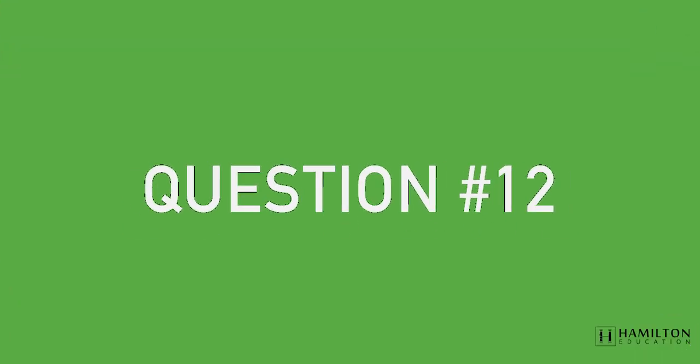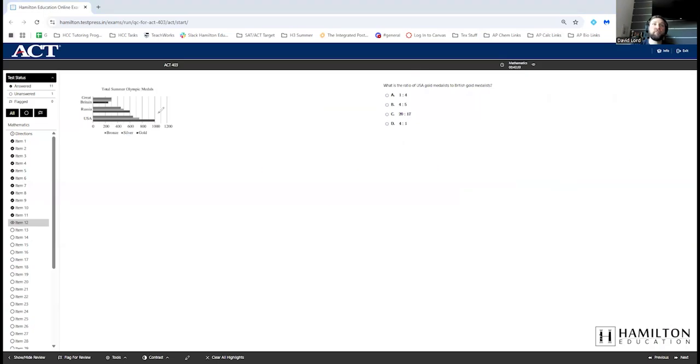All right, what is the ratio of gold medalists to British gold medals? So gold medalists for the US is about 1,000. And British gold medalists, it looks like approximately 250. And it said gold to British, so that's why it's 1,000 to 250. Now you can write it like that. You could also write it as a fraction. So sometimes they do both colon and fractions. So that looks like it's 4 to 1, which is why the answer is 4 to 1.